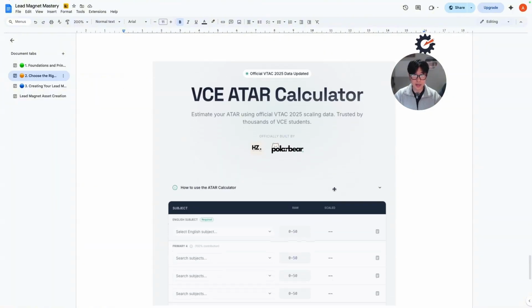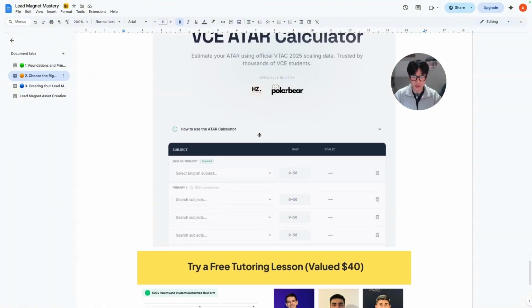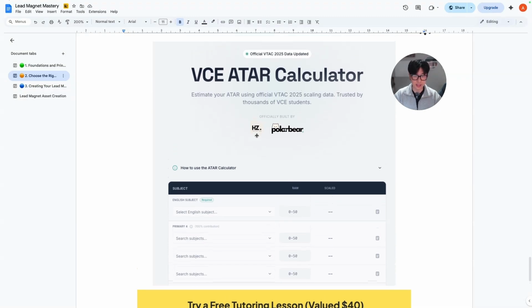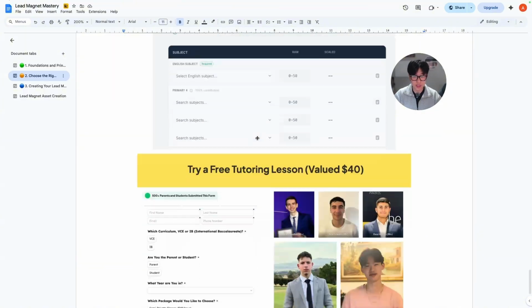Here's an example of an ATAR calculator by a tutoring company. You can build this one out if you want, because after all, if they're using a calculator, which most students are, you'd rather them use it on your website, which may lead to them naturally looking at your services.